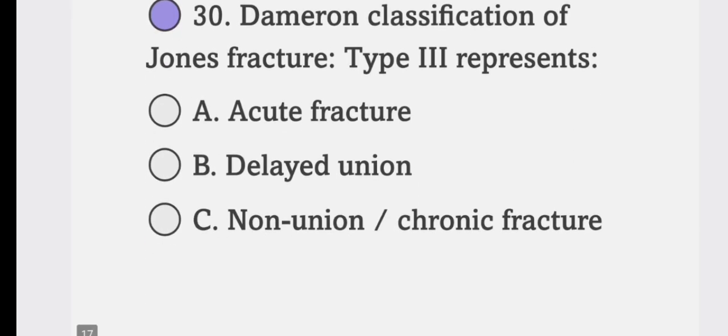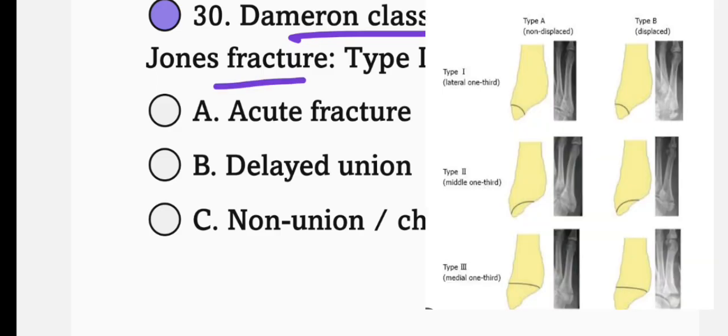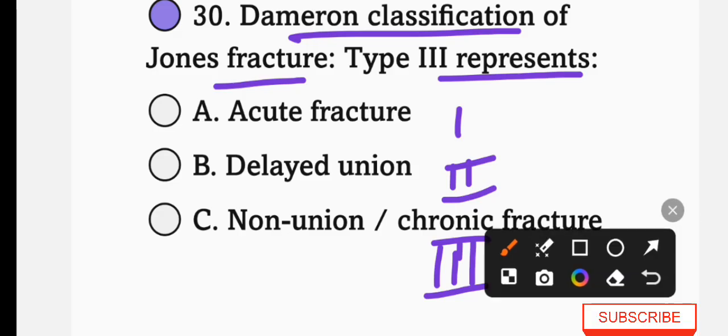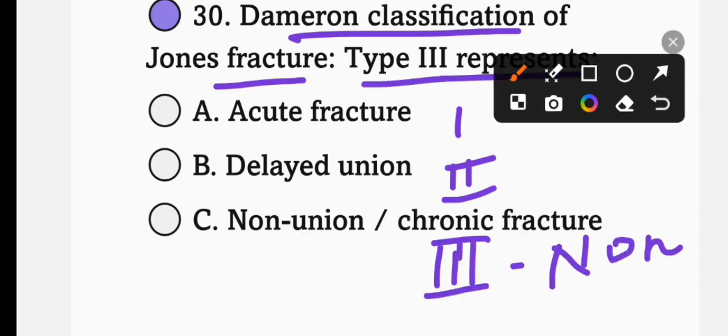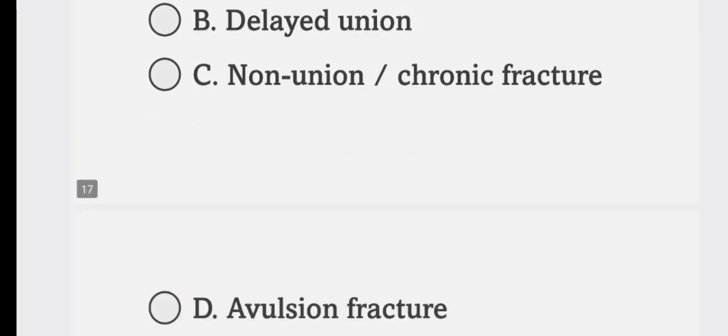Now come to our 30 questions. Important question. Dameron classification of nonunion fractures, type 3 represents. This was recently asked in an exam, so this question is very important. Dameron classification has three types: type 1, type 2 and type 3. Type 1 is an acute fracture, type 2 is a delayed union, and type 3 is a chronic fracture, actually a non-union. So C option is the correct option: non-union, chronic fracture. Okay, I think that is clear.